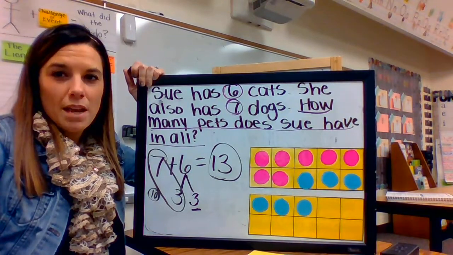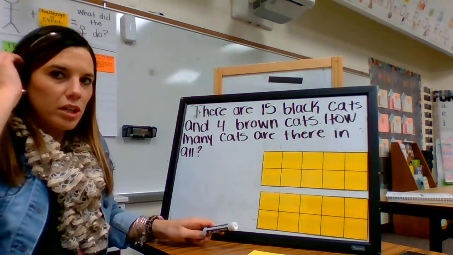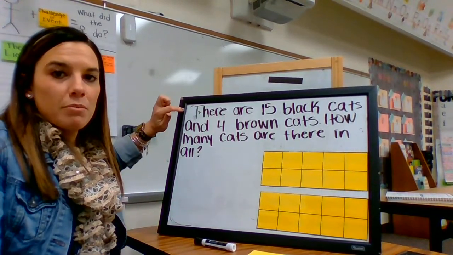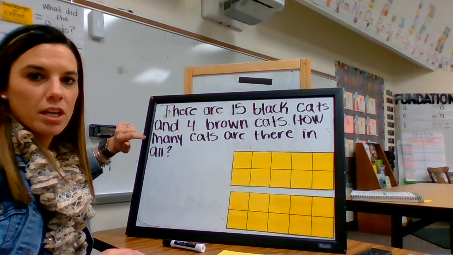Okay, let's try another one. I'm going to hit pause, and when I come back, there'll be another problem up here. Okay, so here's our other problem. This one's going to be a little bit more challenging. There are 15 black cats and 4 brown cats. How many cats are there in all?